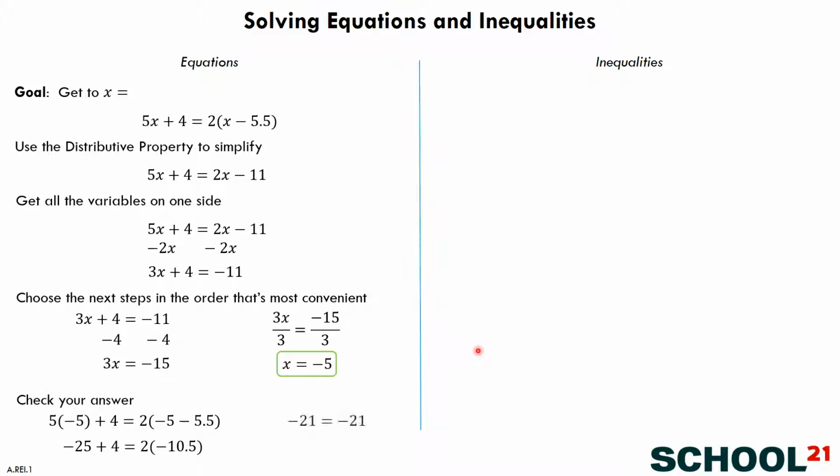Negative 21 equals negative 21. Hallelujah. Is that true? Yep. So that means that our answer is correct. We just did a quick check of our answer. Isn't that great? Okay, now let's move over to inequalities.